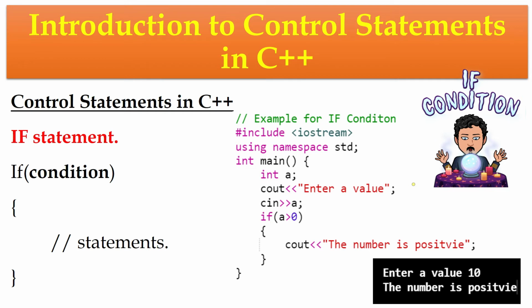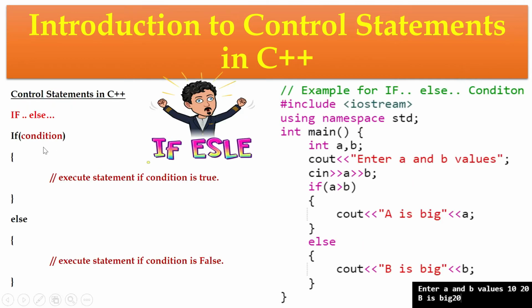Next, we are going to see the if else statement. If the condition is true, any condition, you can specify the logic, this part of the program will execute. If the condition is false, the else part will get executed. So there are only two options: either the condition is true or false. If the condition is true, this part will be executed and this part will not be executed. When the condition is false, this part will get executed and this part will not be executed.